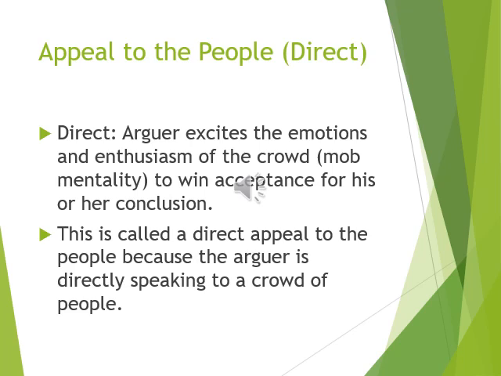So the direct version of the appeal to the people is pretty simple to understand. This is where you have a situation, let's say like someone directly appealing to a crowd of people, giving a speech, giving a sermon, something like that, where someone is directly trying to convince a crowd to accept an idea. And so what happens is that rather than giving reasons why the crowd should accept an idea, what the arguer does is excite the emotions and enthusiasm of the crowd and creates a mob mentality so that the crowd is carried away by its emotions.